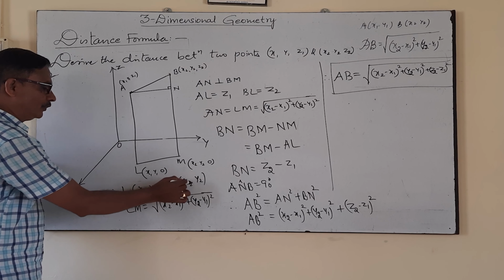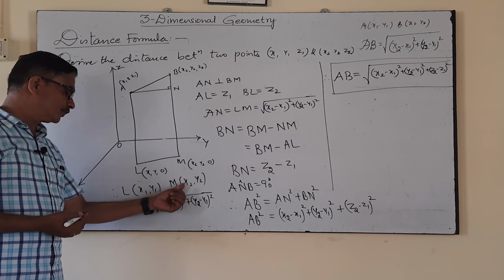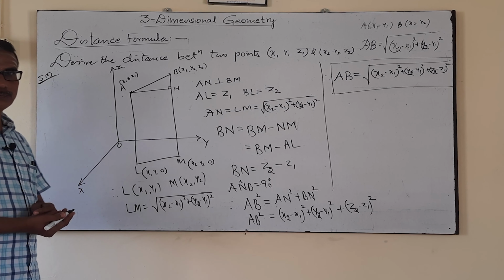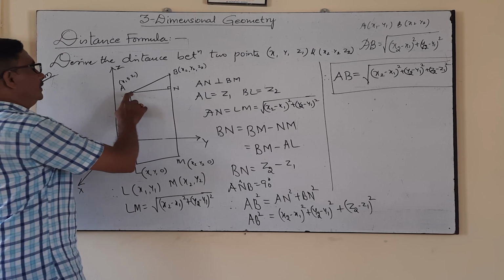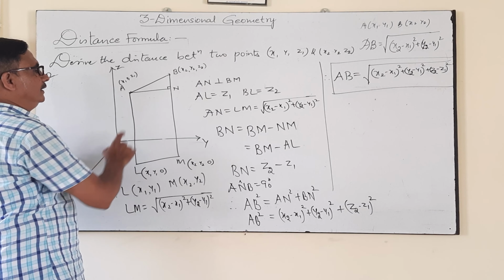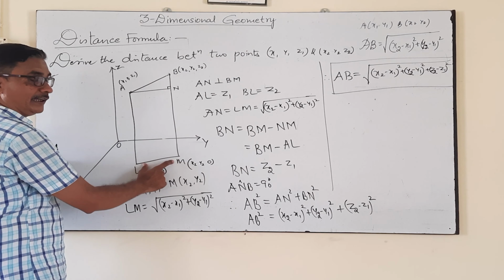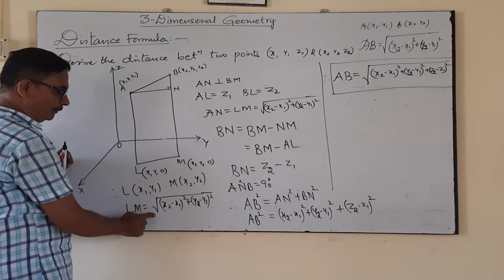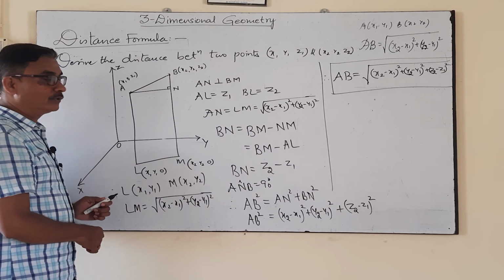Then LM is equal to, using distance formula in 2D, under root of x2 minus x1 to the power of 2 plus y2 minus y1 to the power of 2. Okay, now we got LM. Now, to find AN. Now, AN is perpendicular to BM. Now AN is same as LM. AN length and LM length are the same, right? So AN is equal to LM, and you know the value of LM, under root of x2 minus x1 to the power of 2 plus y2 minus y1 to the power of 2.